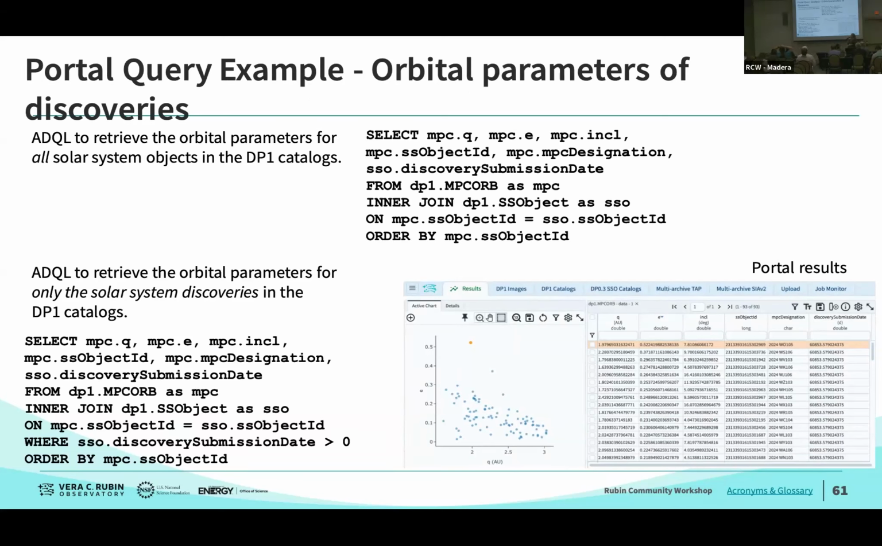And then the one on the bottom left here is how you would change that in order to get just the solar system discoveries within DP1. The only thing you have to do between these two queries is in the bottom left, the second to bottom line, where it says WHERE SSO.discoverySubmissionDate is greater than 0. That's how you're going to access the things that are new discoveries within the DP1 catalog.